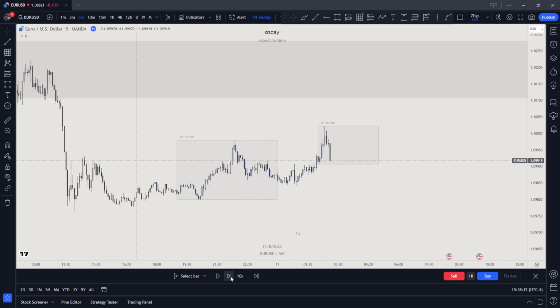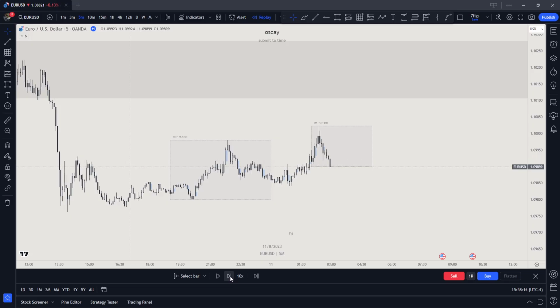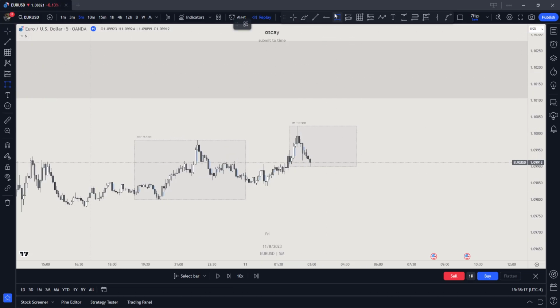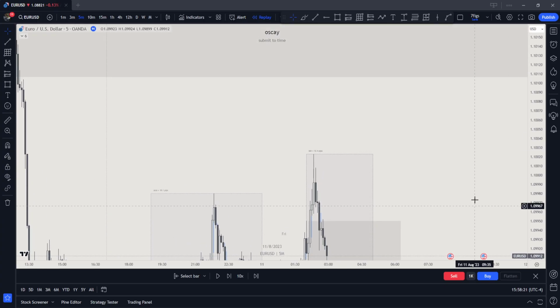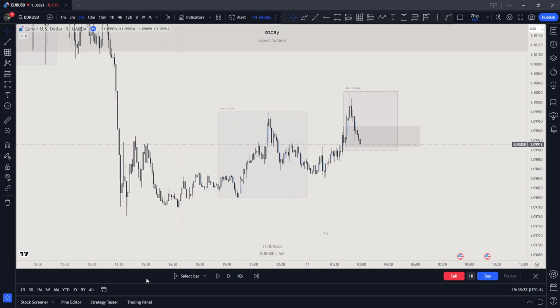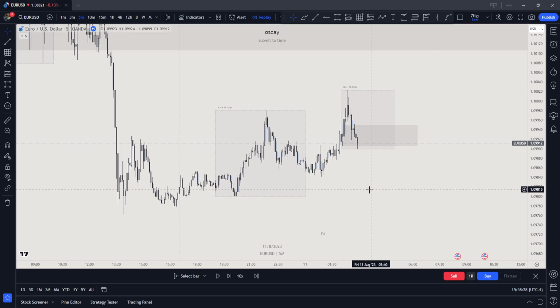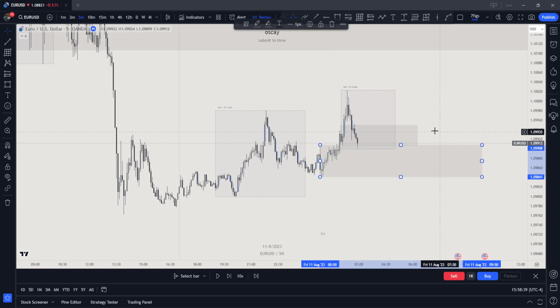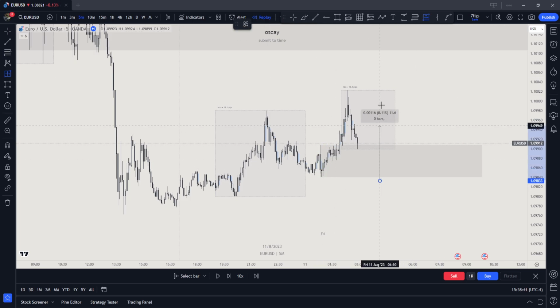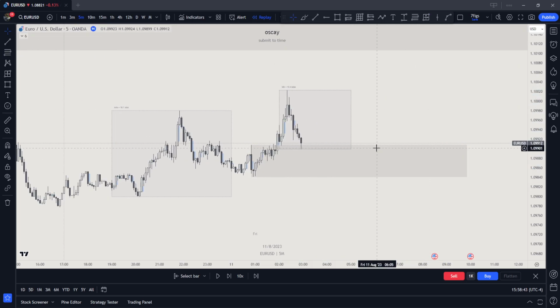Okay. A bit of an early short. Want to see a closure under it? High, low. Can we break this high? Higher high. 20 pips, okay.